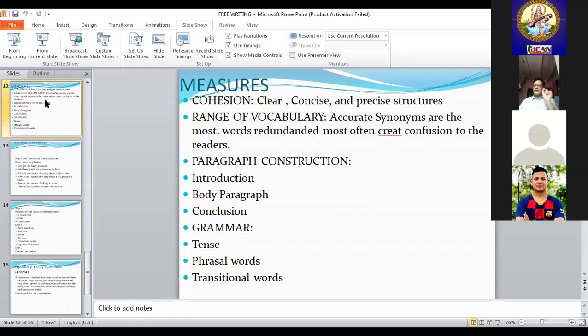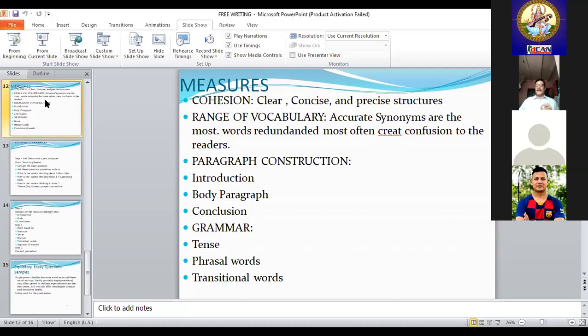Then, first, cohesion. In your checklist, after writing your essay, your checklist should be very clear. Under your checklist, there must be: is my cohesion okay? Have I used the range of vocabularies perfectly?